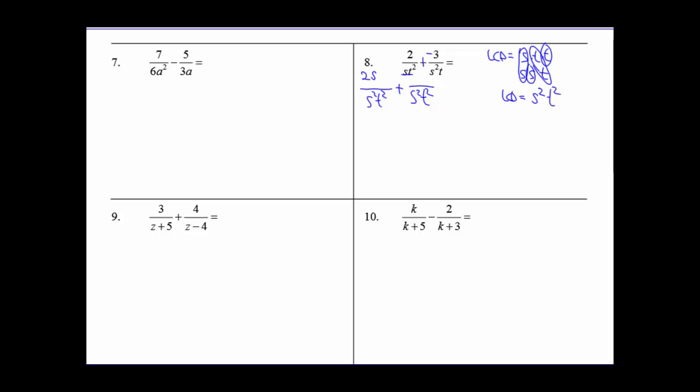Okay? And then to the negative 3, we have s squared t, and it's missing a t, so we're going to multiply a t to the negative 3. If we put everything together, we have 2s minus 3t on top over s squared t squared.